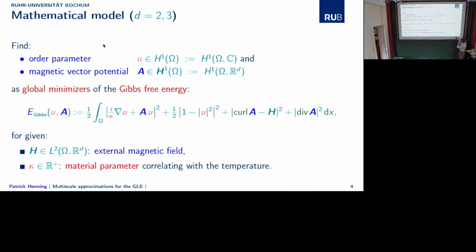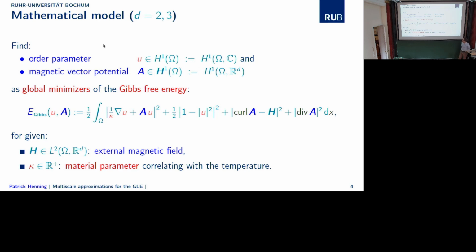And how about these terms here? Well, the last one is just a gauge condition. It leads to local uniqueness for your magnetic vector potential. That's why it's typically introduced. The second condition basically says that the curl of A, where A is the potential and the curl of A is the magnetic field in your superconductor, tries to fit the external magnetic field. And this condition ensures that the density of your electron pairs is between 0 and 1. So these are essentially the last three terms here in the energy.